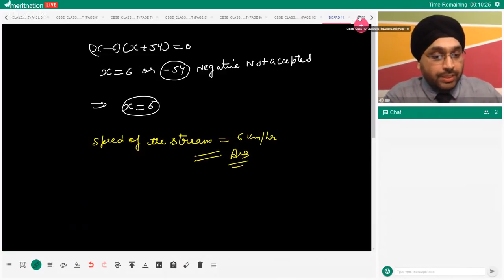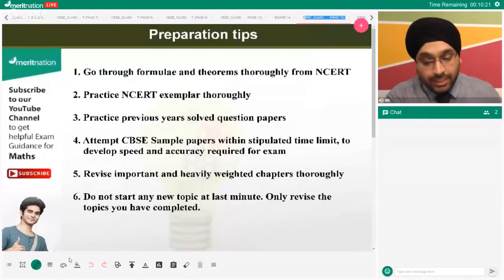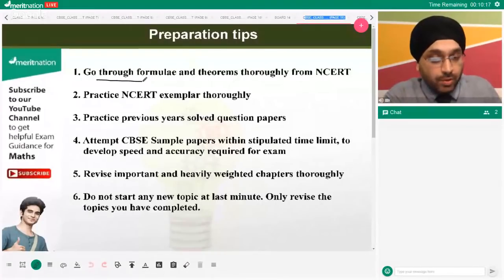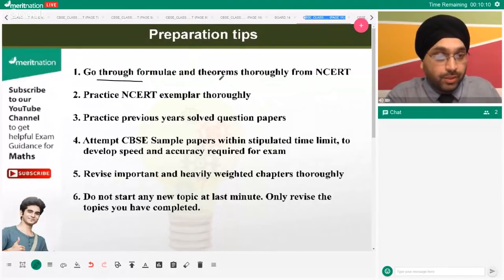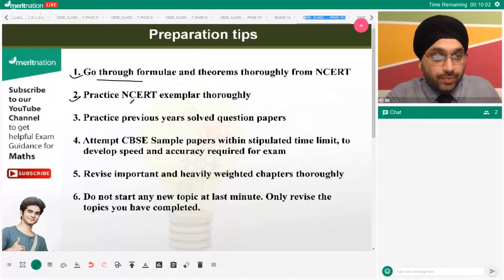Okay. So guys, now let's discuss some of the preparation tips for you guys. You just need to go through the formulas and theorems thoroughly from NCERT, right? Because NCERT is your main book, and you just need to be very thorough with your NCERT. Then the next point is you just need to practice NCERT example problems thoroughly. It's a very good book, guys, and it's at your exam level questions. So you must practice NCERT example problems thoroughly.